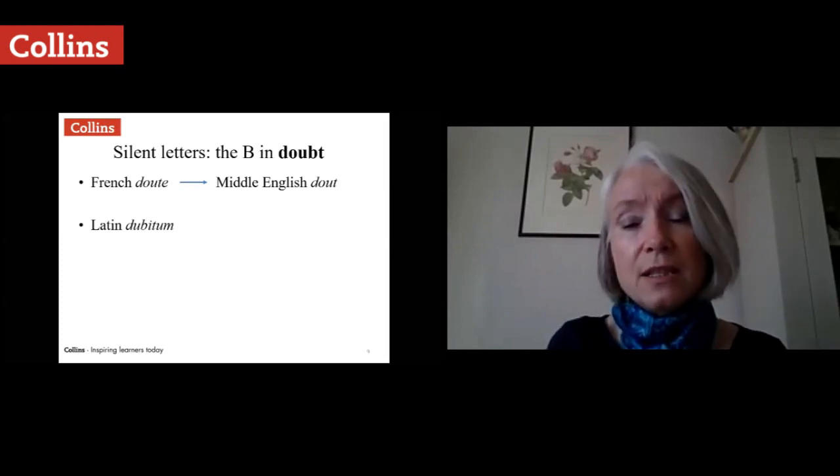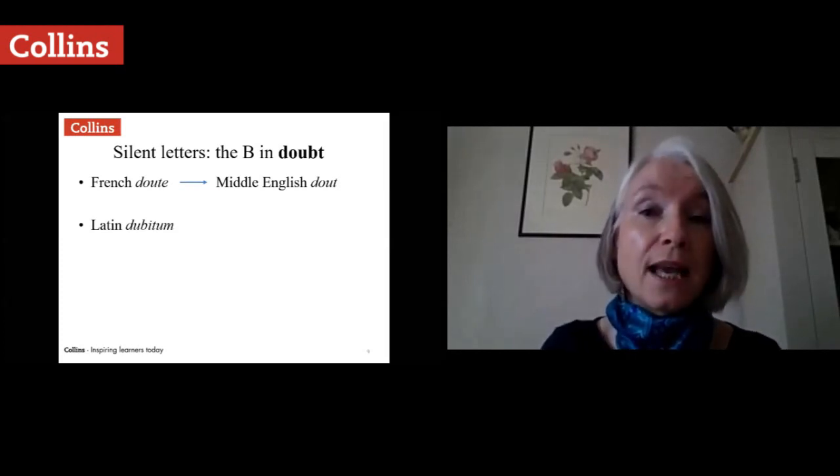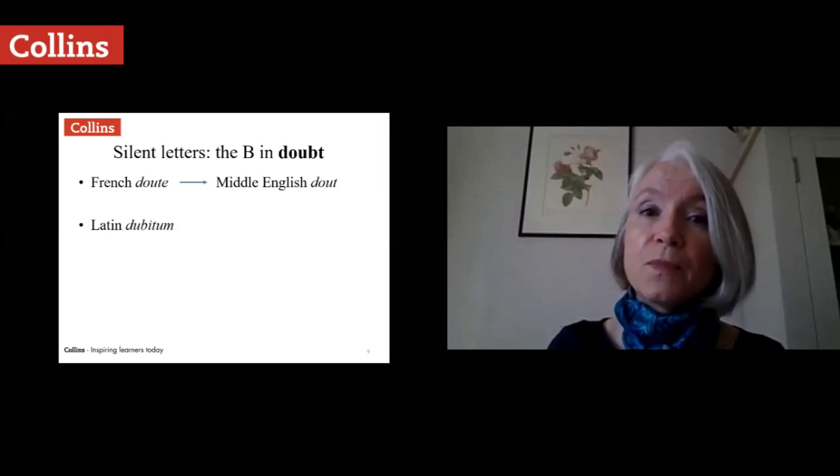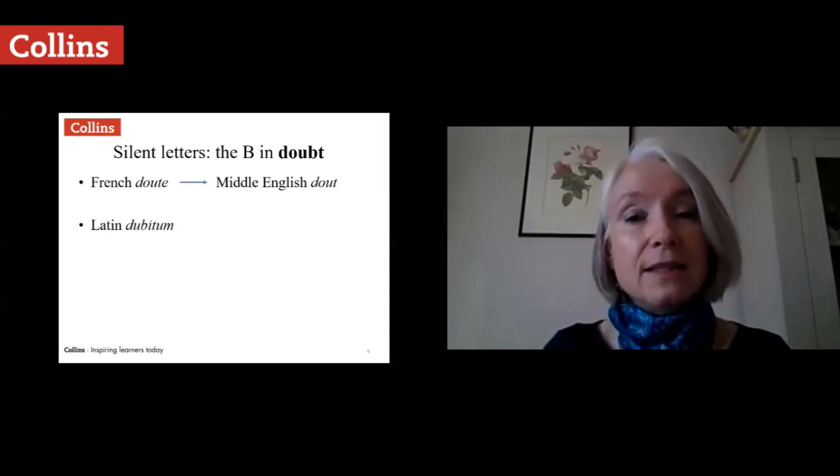English, Old English, was considered to be a low status language. And Latin was also considered a high status language because it was the language of the church. So these are very important factors in the development of the language.